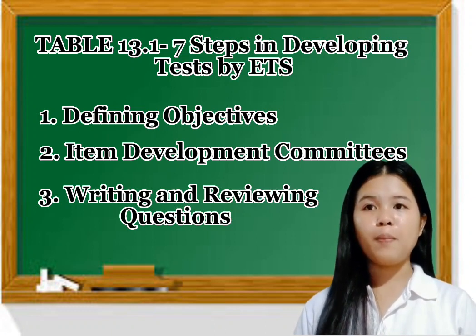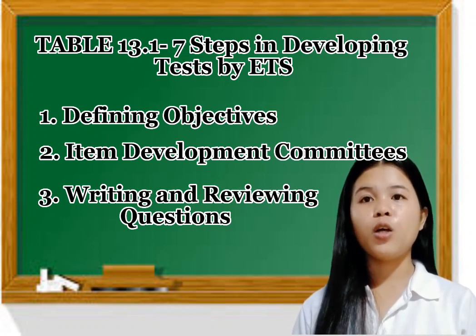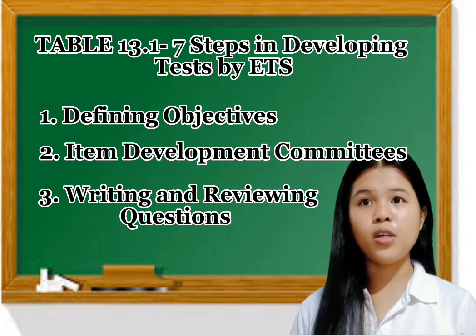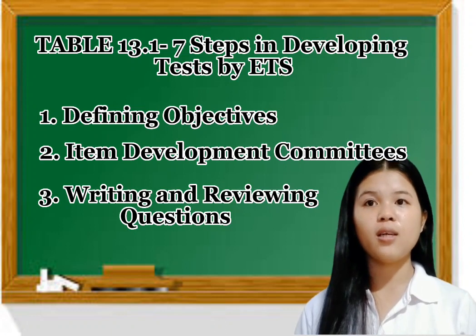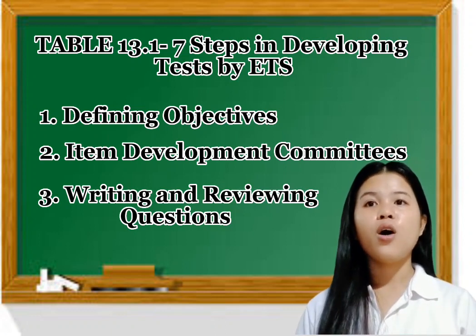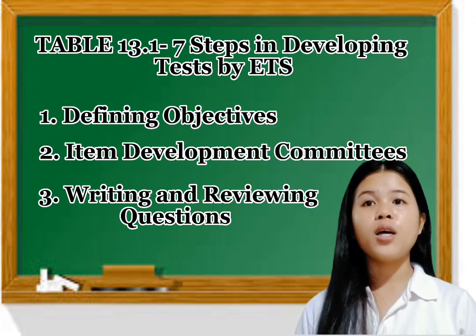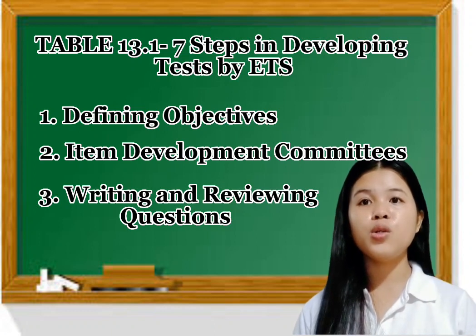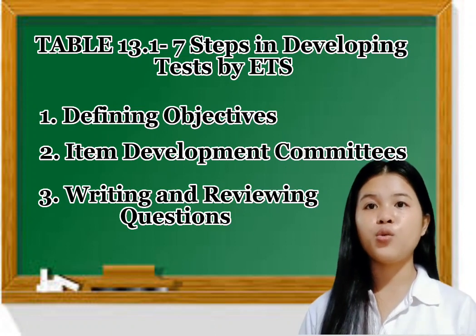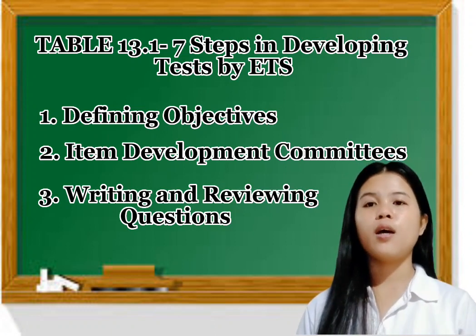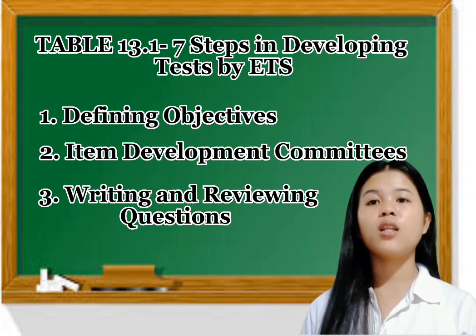So the third step is writing and reviewing questions. Item developers and reviewers must ensure that each item first has only one correct answer among the options provided in the test. Second, conform to the style rules used throughout the test. There are also scoring guides for open-ended responses, which we will talk about later.